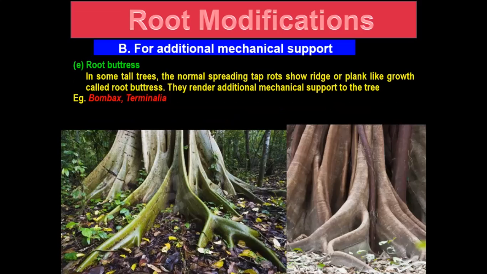Next one, buttress roots. In certain tall trees, broad plank-like outgrowths develop towards the base all around the trunk. They grow obliquely downwards and give support to the huge trunks of trees. This is an adaptation for tall rainforest trees. For example, silk cotton tree, Bombax, white cotton tree, then Terminalia arjuna, Marudhamaram. So huge trees like this get mechanical support from the buttress roots.